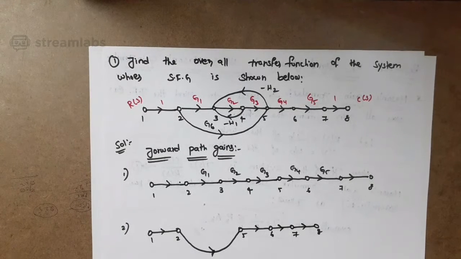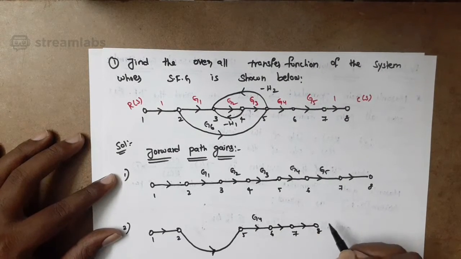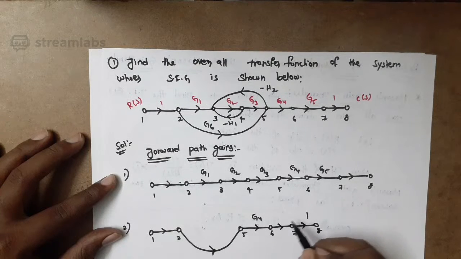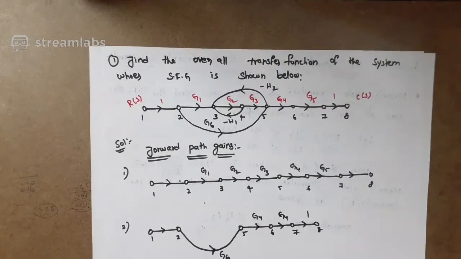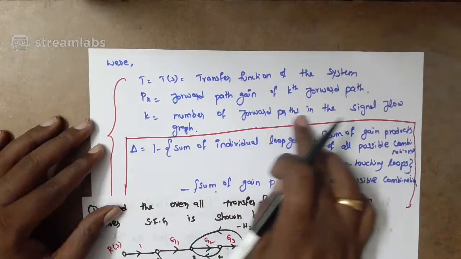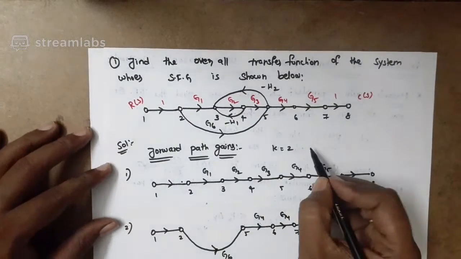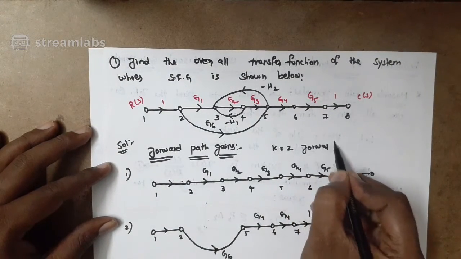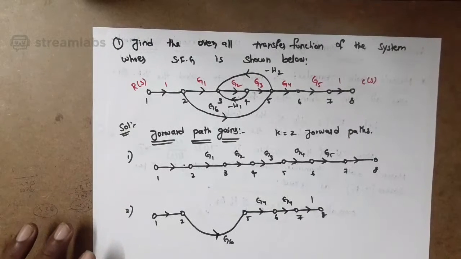So this is another forward path, and the gains here are: 2 to 5 is G6, 5 to 6 is G4, 6 to 7 is G5, and 7 to 8 is 1. So we have totally 2 forward paths. As we discussed, K is the number of forward paths in the signal flow graph, so K equals 2.